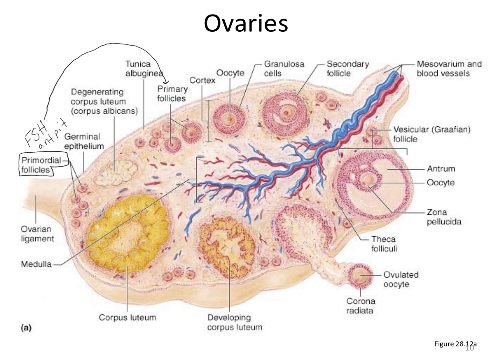Primary follicles start to develop granulosa cells. And as they develop an antrum, they become secondary follicles. Then one follicle gets largest the fastest.